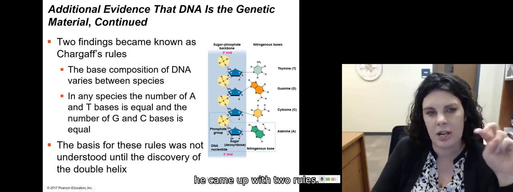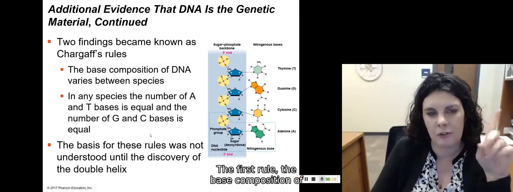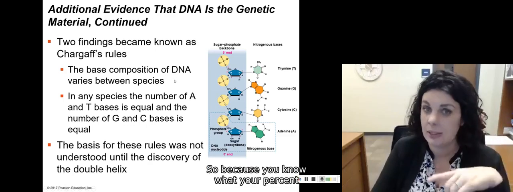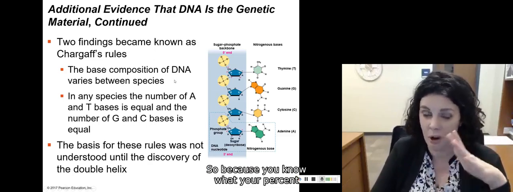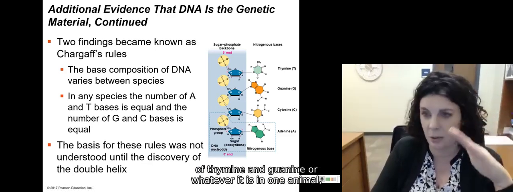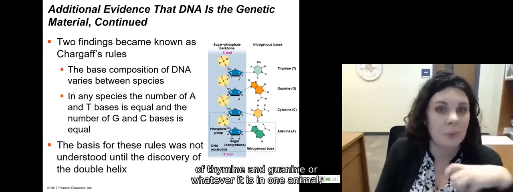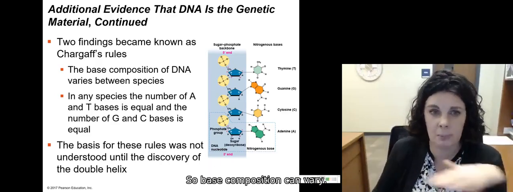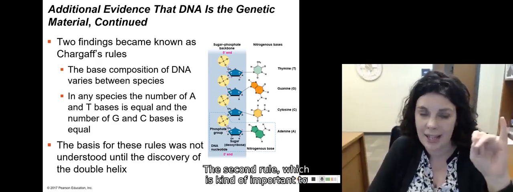So from Chargaff's work, he came up with two rules. The first rule: the base composition of DNA varies between species. Because what your percent of thymine and guanine or whatever is in one animal doesn't mean it's going to match in the next animal. So base composition can vary.